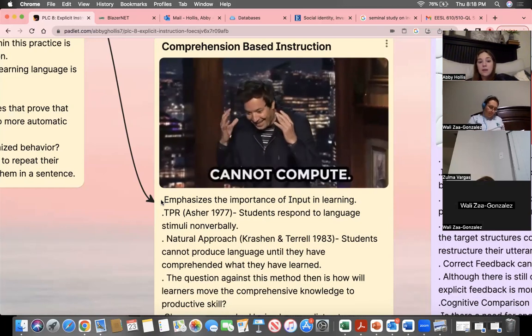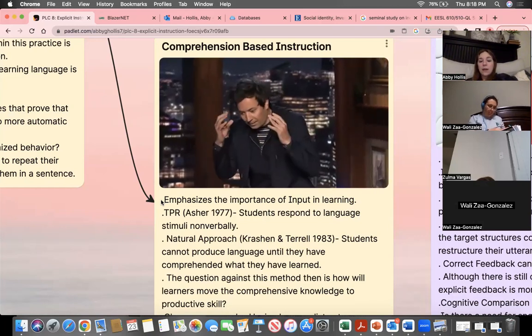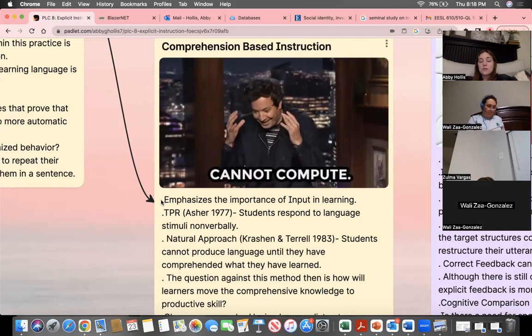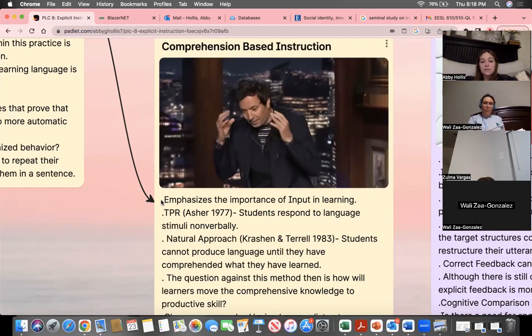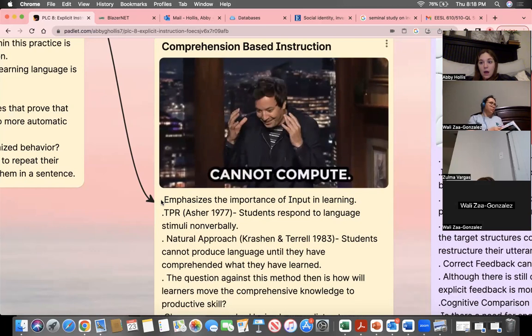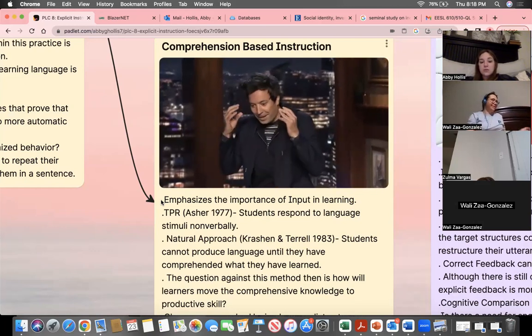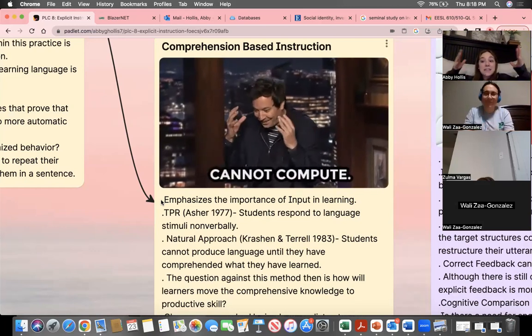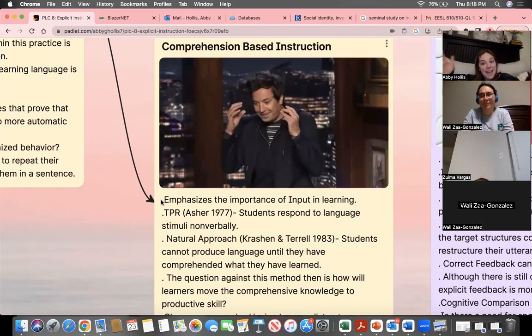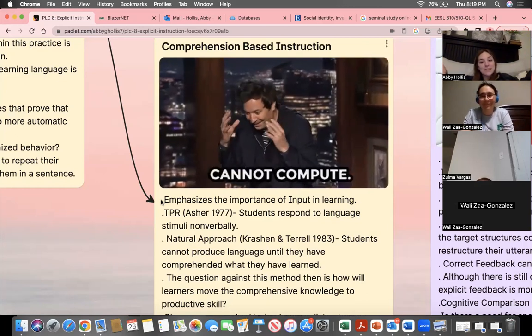because the natural approach came out around the same time, and it says students cannot produce language until they have comprehended what they have heard. On one point, I believe that this is true, that you can't technically produce language and know what you're saying, but I do think that you can still make the sounds.